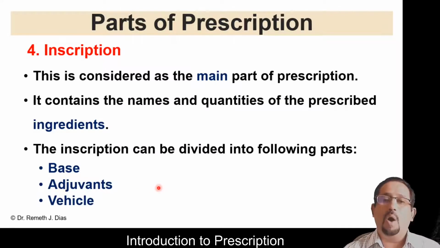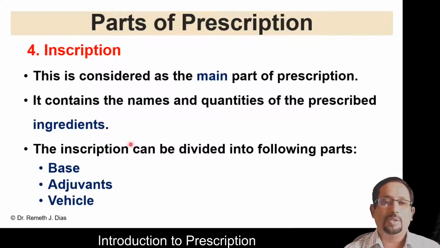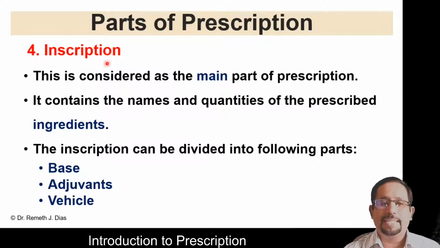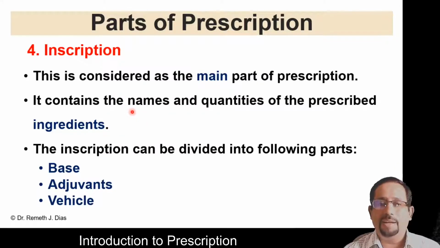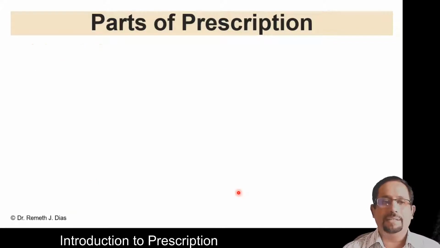Nowadays drugs are already manufactured in the companies and we are dispensing it. So inscription is the important part where the names and quantities of the ingredients are written.